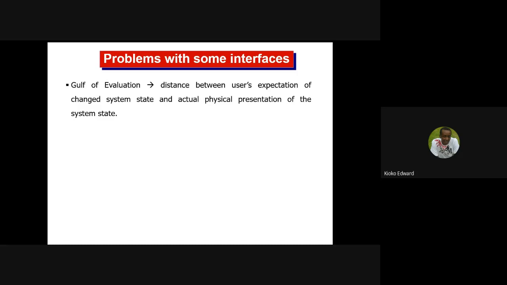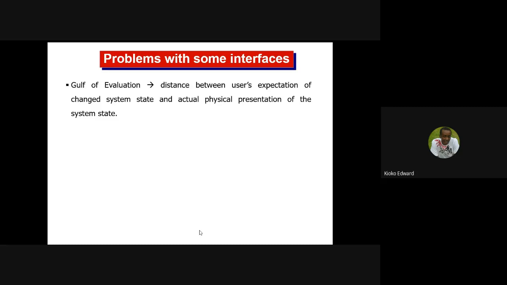In short, after execution has occurred, the user has an expectation of what they need to see on the system. But if there is a big distance between what I thought the system would display and what the system has actually displayed, then we call that, in human-computer interface, the gulf of evaluation.